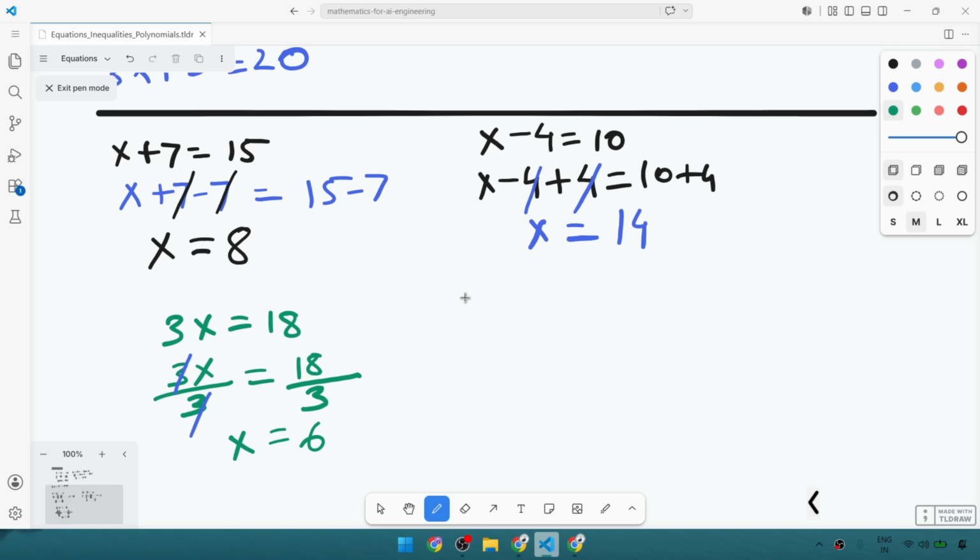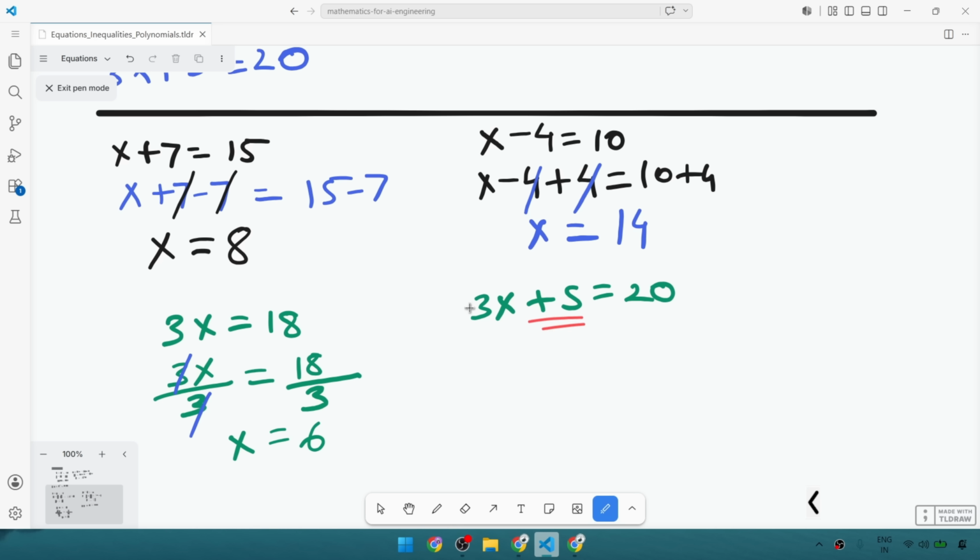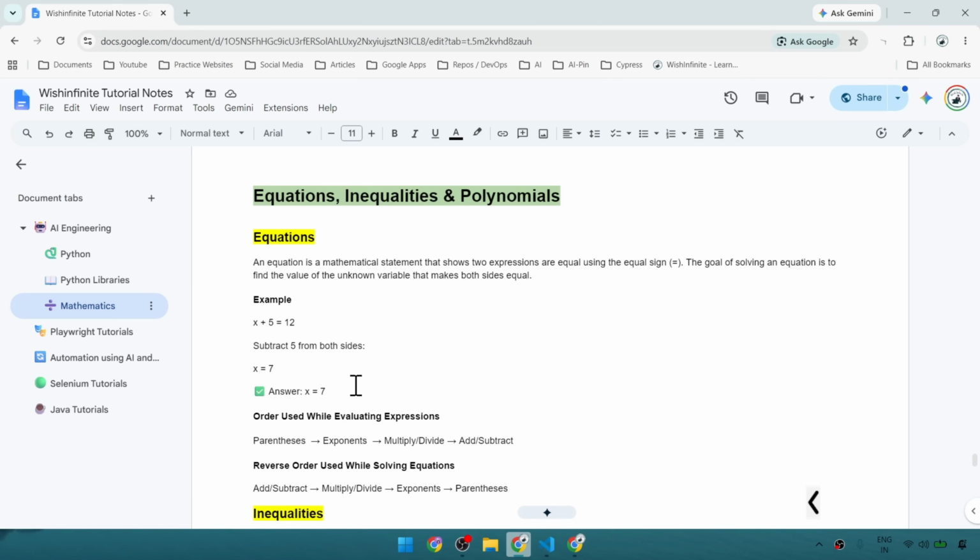Now let's consider one example, which is 3x plus 5 equals 20. Here we have this addition as well as this multiplication in the expression. Now how do we solve these two operations? If it was only x plus 5, we would have subtracted 5 from both sides. But here we have both addition and multiplication. So in this case, we will have to follow one simple rule that I've already added into the document also.